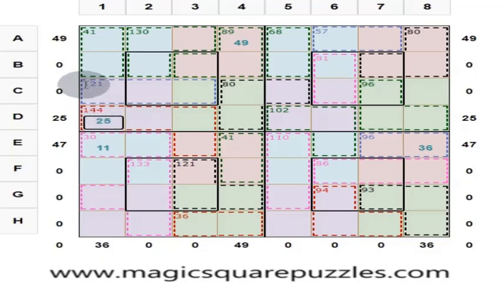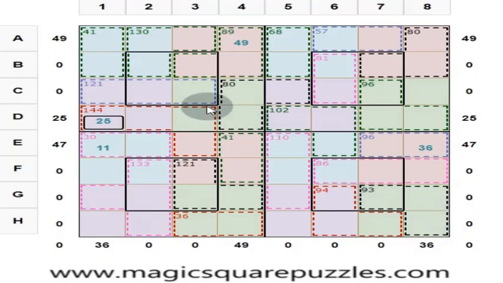Okay. So an 8 by 8 magic square contains 8 rows like this, and 8 columns like this, and 2 diagonals. This is one diagonal, this is another diagonal. All these 8 rows, 8 columns and 2 diagonals give you 260 each.